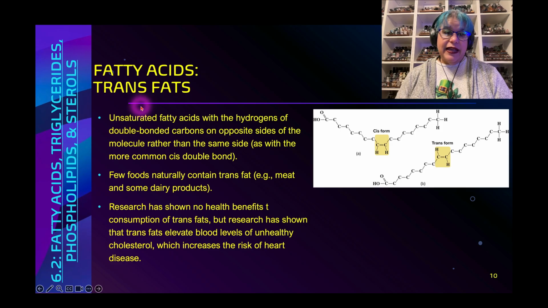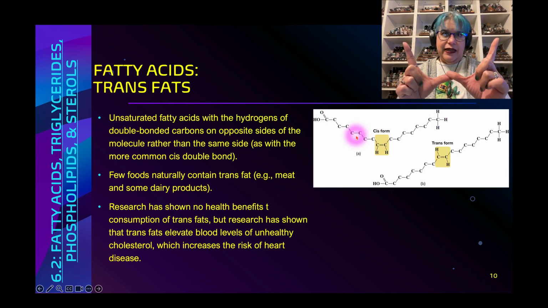Unsaturated fatty acids with hydrogens of double bonded carbons on opposite sides of a molecule rather than on the same side, as with the more common cis double bond. Okay, when we talk about trans fats, trans is referring to its shape and where things are located. If you look over here, this is more the normal form that we see in nature, where we've got the double bond with the 2 hydrogens, and it looks more like a basket, okay?